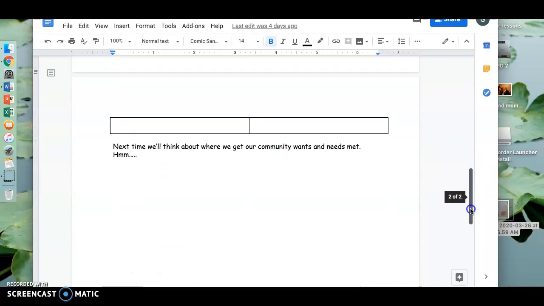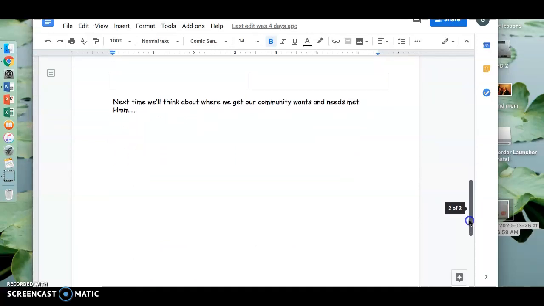Next time, we'll think about where we get our community wants and needs met.